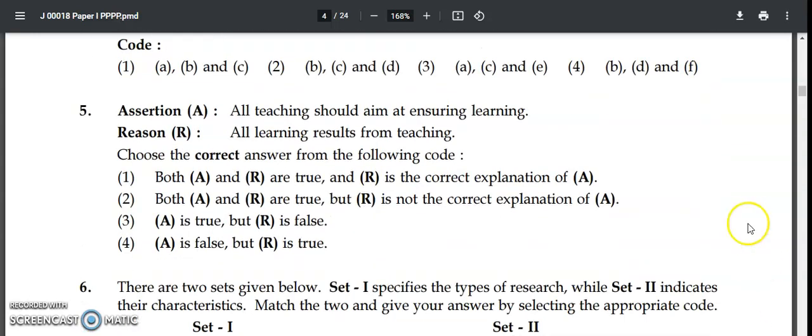And coming to the fifth question, assertion and reasoning. All teaching should aim at ensuring the learning, and all learning results from the teaching itself. Out of these two, which one is correct and which one is wrong? That we need to select. See, all teaching aims to ensure the learning. Fine. That means if we are doing the teaching, we are trying to ensure learning, to make the student learn. Am I correct or not? To make the student learn.